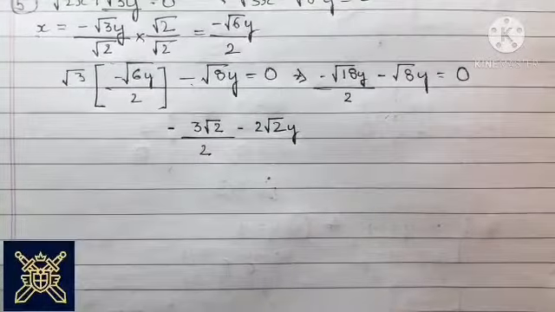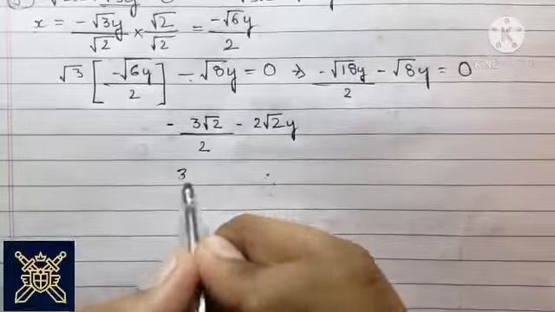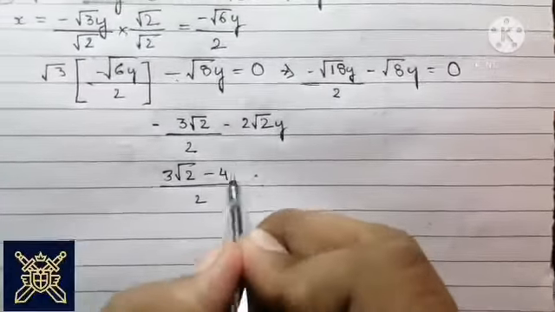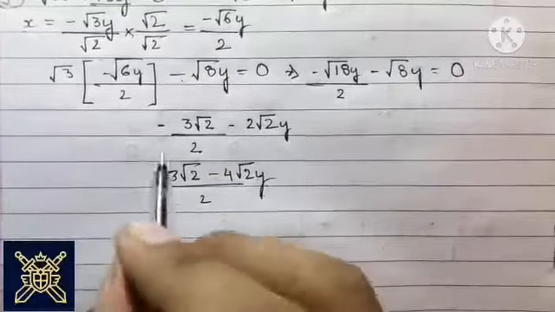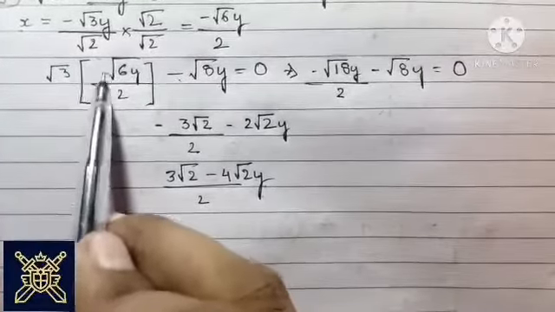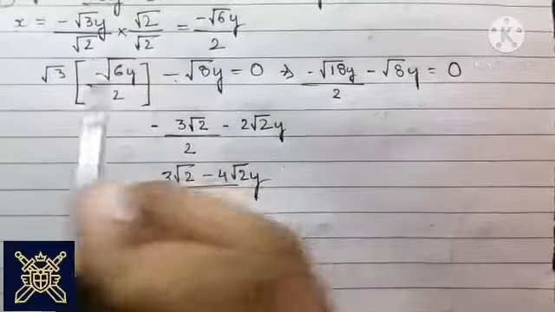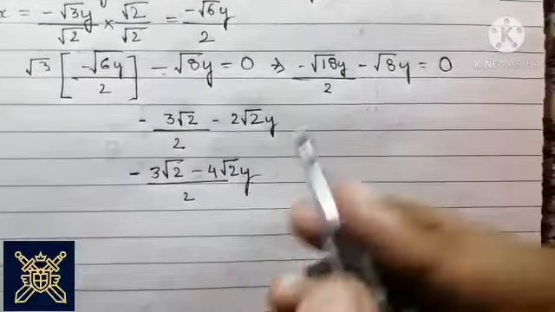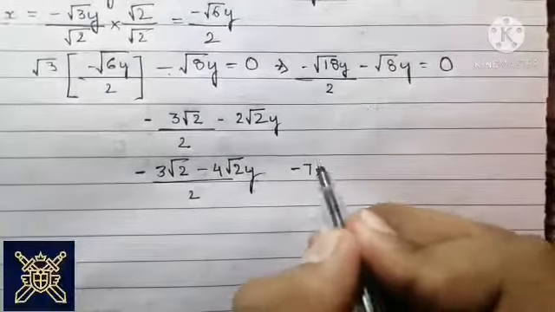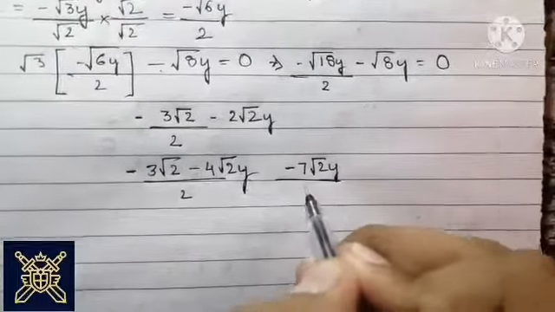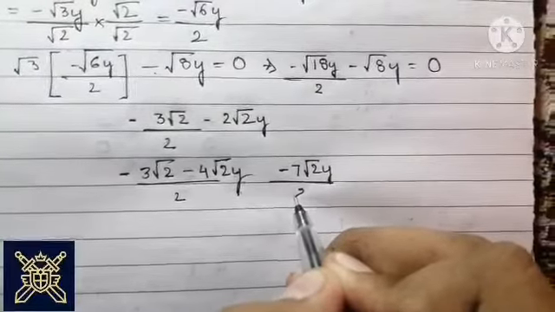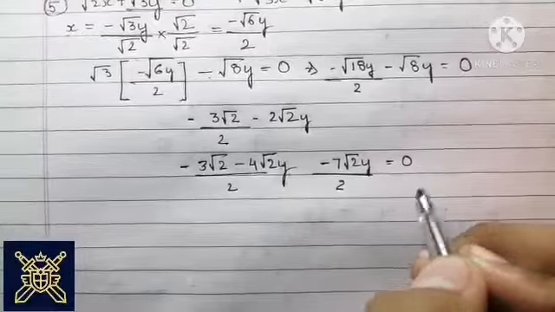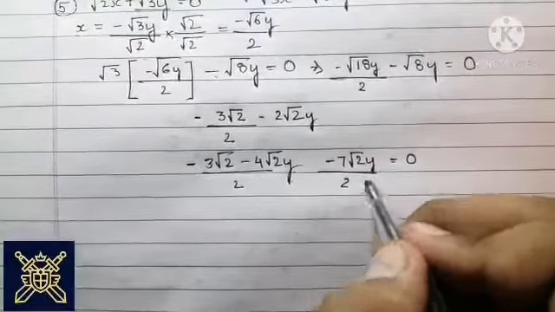You take the LCM, so here you have 3 root 2, LCM is 2, and minus 4 root 2y. Here, as you know, we are carrying this minus sign from very earlier. So here we have minus 3 root 2 minus 4 root 2. So this will give you minus 7 root 2y upon 2 is equal to 0. So this implies that y has to be equal to 0.